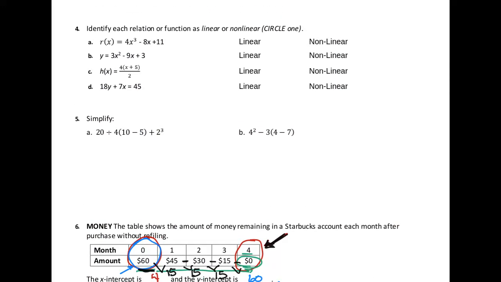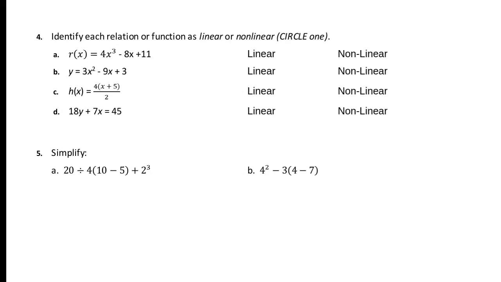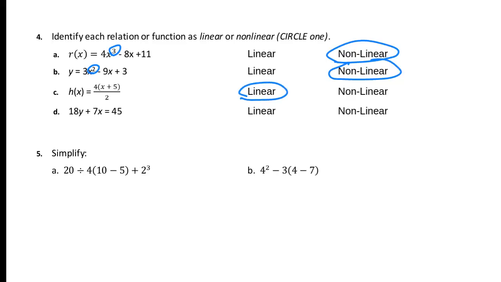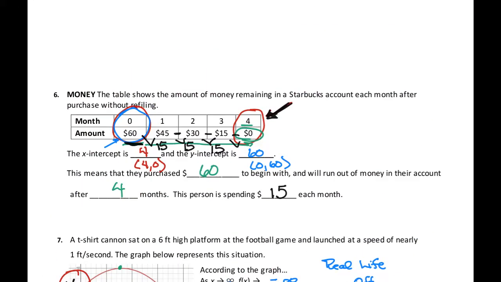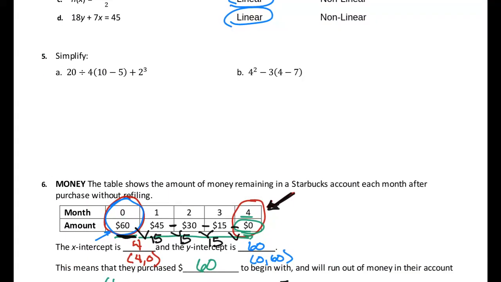What about, let's look at 4. Is that linear or nonlinear? 4A. Nonlinear, how can we tell? The exponent has a 3. What about B? Nonlinear, because the exponent is 2. What about C? Linear, there's nothing written. What about D? Linear. Good. Okay. Should we do 5?